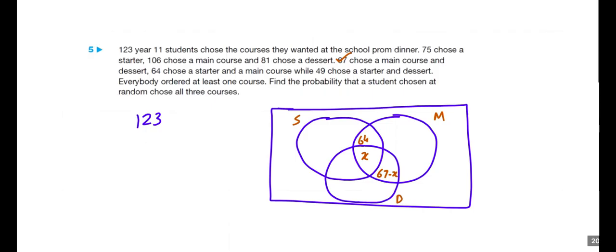Good. And finally, 49 chose a starter and dessert, which is weird. Why would you eat a starter and dessert? So what would be here? 49 people are in total, so how much is here? 49 take away X. Exactly. Good. Now, it says that 75 people chose a starter, which means that this complete circle contains 75 people, right? So how many people just chose a starter?